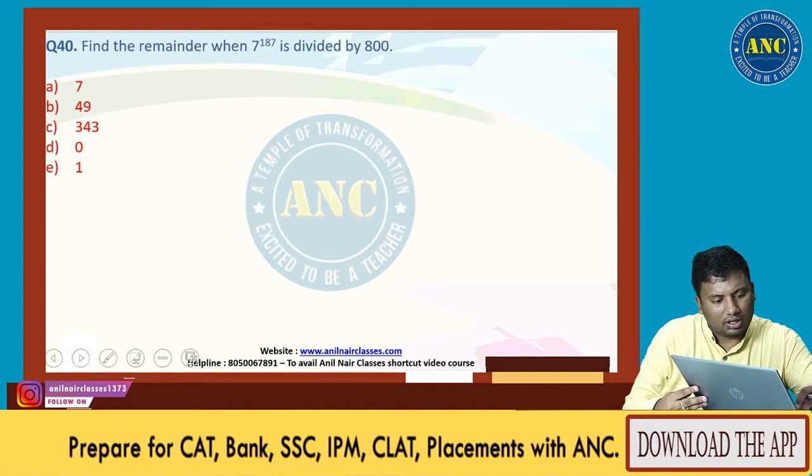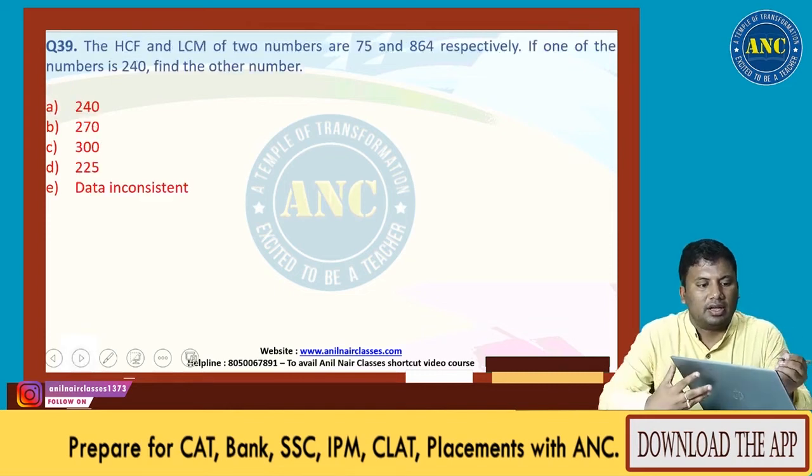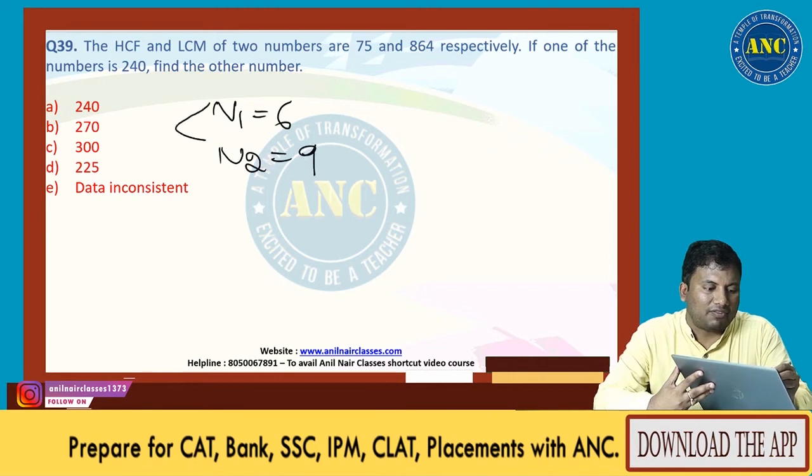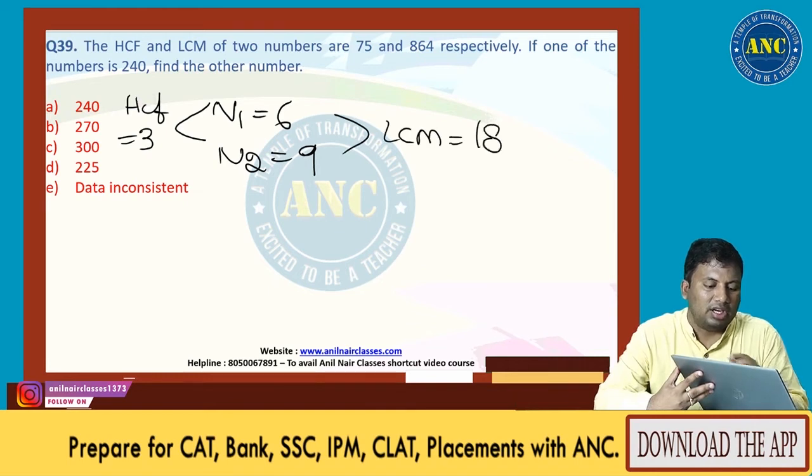Similar question based on this. Now see here, question number 39. First let me explain. N1 equivalent to 6, N2 equivalent to 9. Highest common factor is 3. LCM is nothing but 18. 6 into 9 equivalent to 3 into 18.